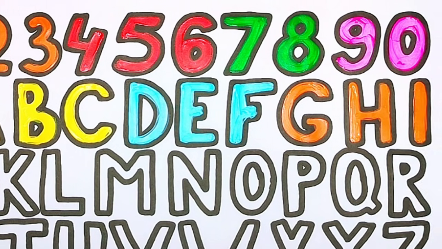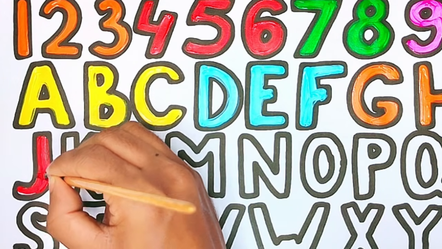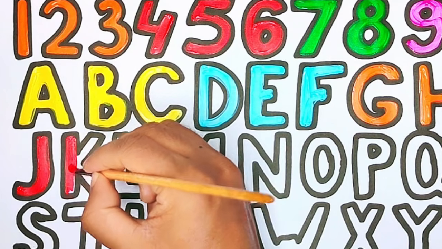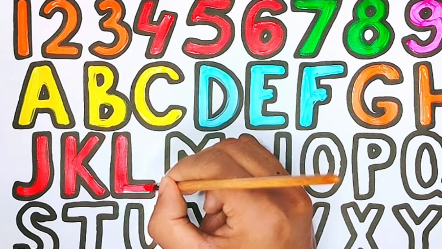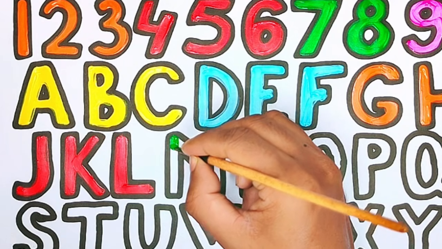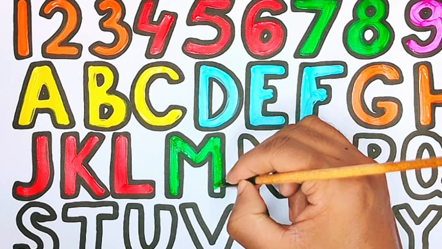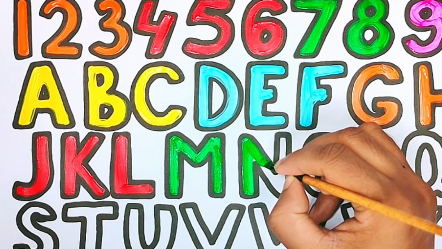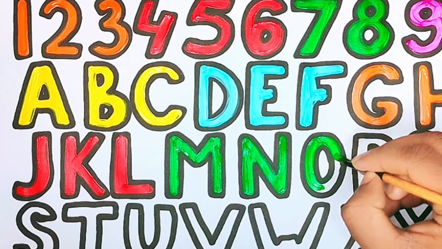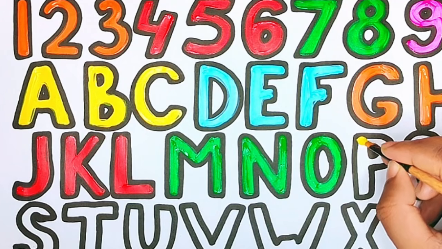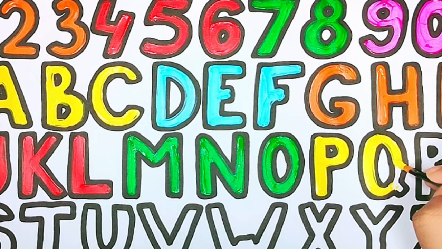I for igloo. J for jug. K for kite. L for lemon. M for mushroom. N for noodles. O for onion. P for pencil. Q for quartz.